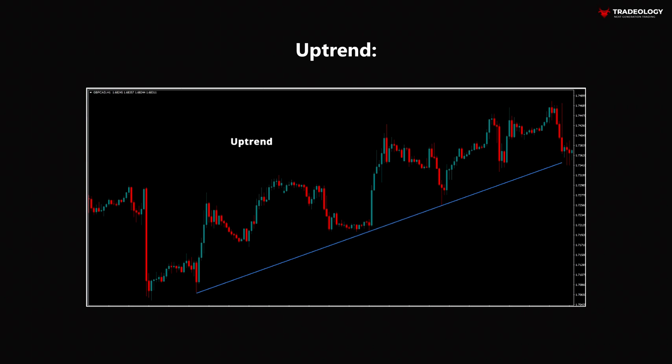How do I know that? Well, a line is drawn from the left to the right of the chart, down below the price at the swing lows or the low points. And if you extend that line across, you can see clearly that there is an upward moving market.